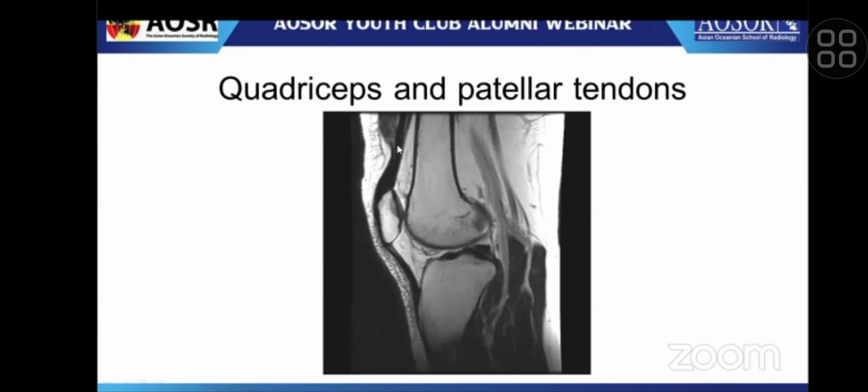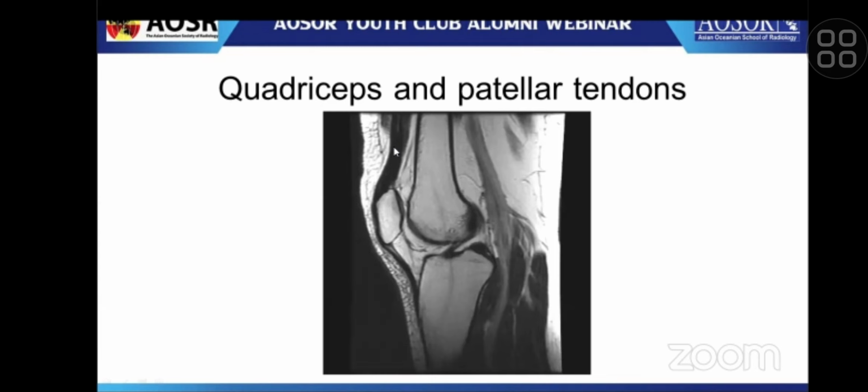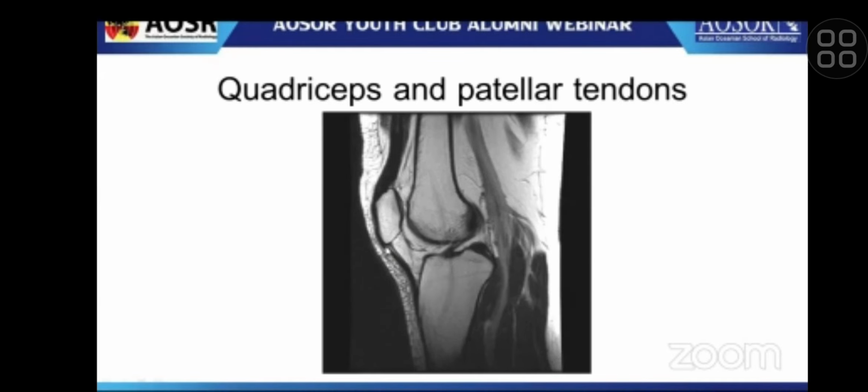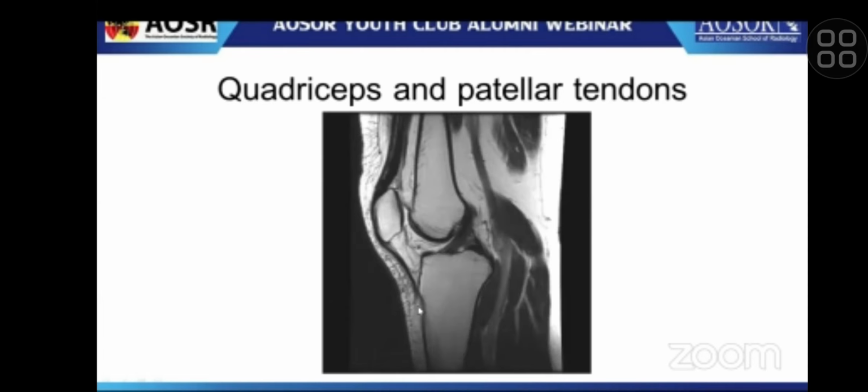The next is the quadriceps tendons and the patellar tendons. Quadriceps tendons originate from the quadriceps muscles and go through the superior portion of the patella and continue to the patellar tendon. They are the main extensor tendons, and the patellar tendon also attaches to the center of the tibial tuberosity.